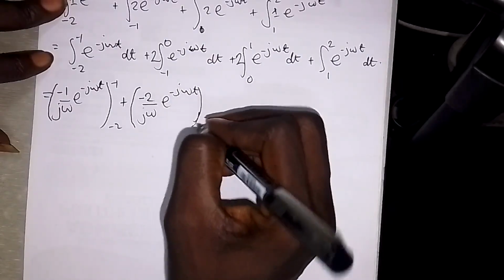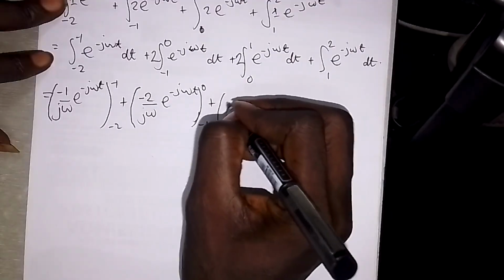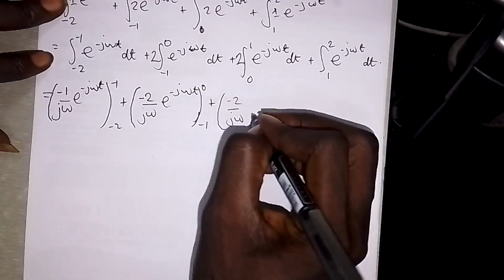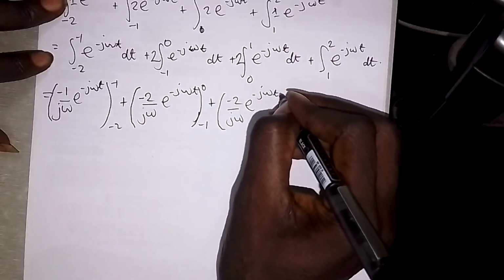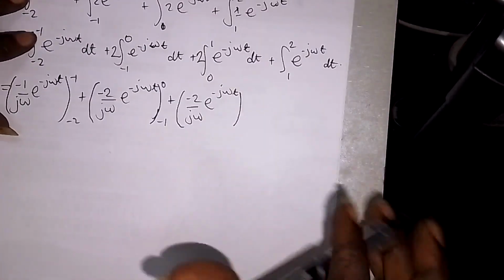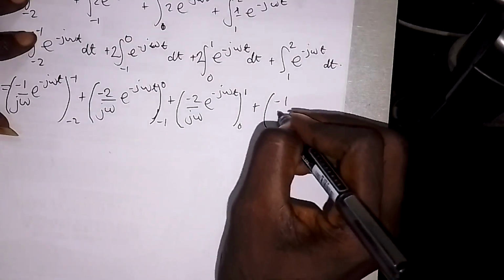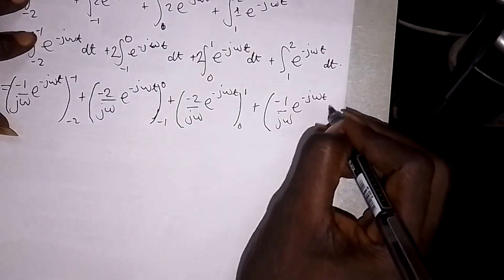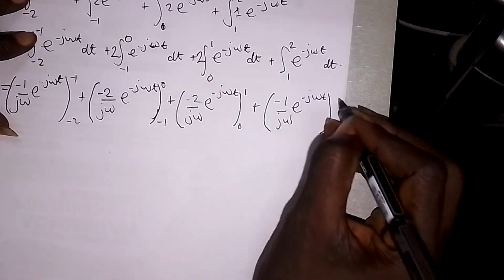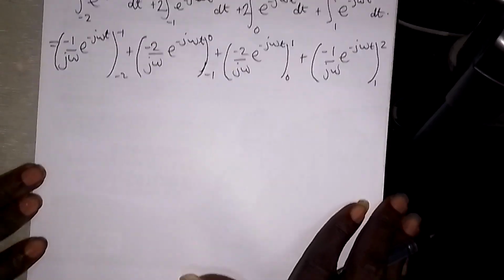Here the limits are -1 and 0. Plus the next one, minus 2 over j omega e exponent minus j omega t, with limits 0 to 1. And the next one is minus 1 over j omega times e exponent minus j omega t, with limits 1 to 2. So these are the things that I'm going to have from this stage. Okay, so we just move on from there.